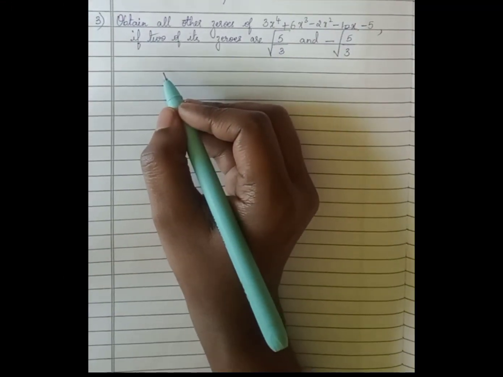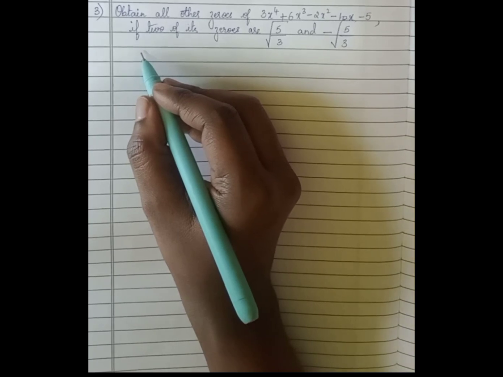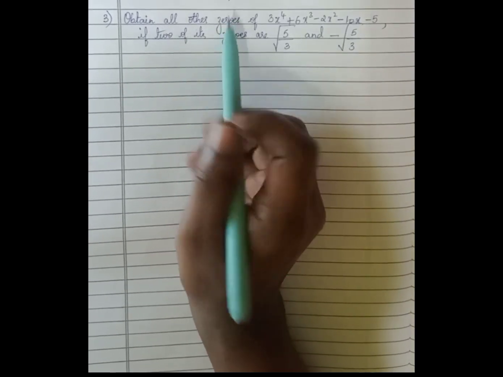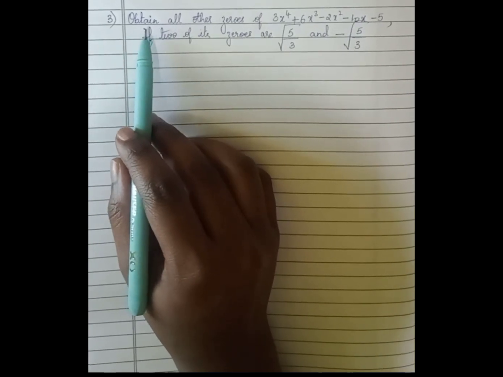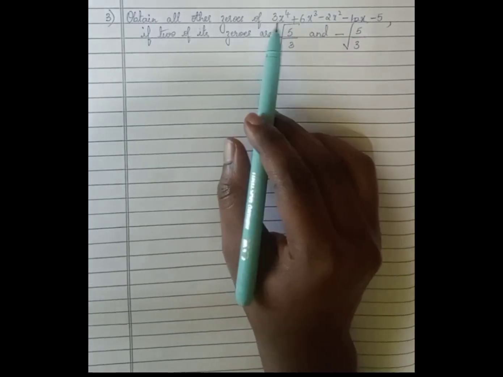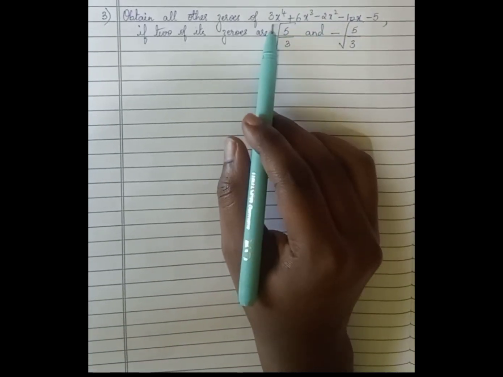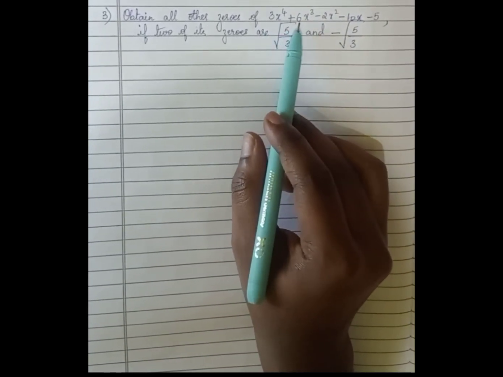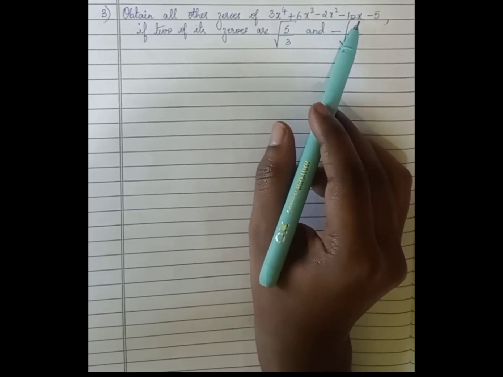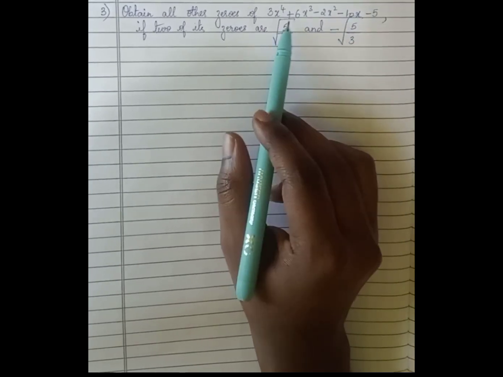Welcome to the class. Today we will be continuing with the third main under the chapter Polynomials. Let us look into the question. It says, obtain all other zeros of this polynomial, that is 3x to the power of 4 plus 6x cube minus 2x square minus 10x minus 5. So this is the given polynomial.